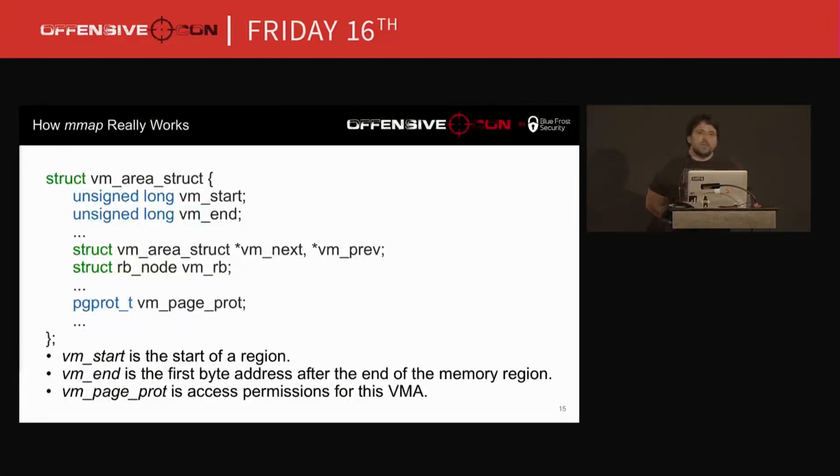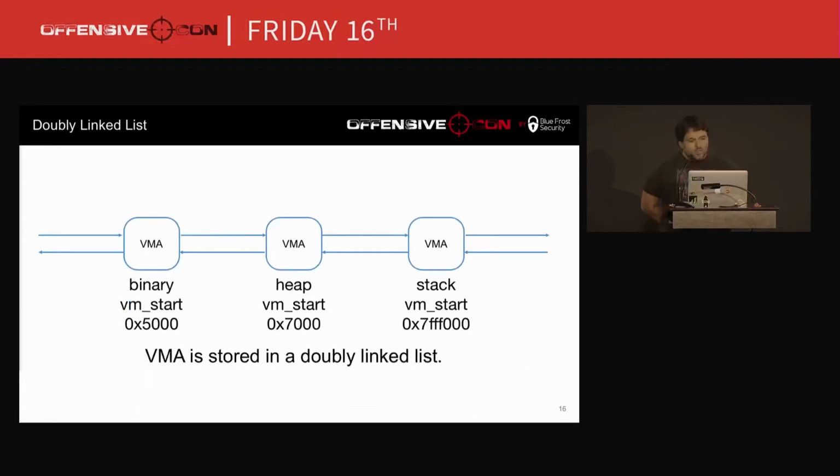The mmap system call inside the Linux kernel works with a structure named VM area, virtual memory area. It describes the start, end, and page access permissions for this VMA. That's what we really need to know about it. All other fields are not necessary right now. These structures are organized in a doubly linked list, which allows finding a neighbor VMA in the kernel.